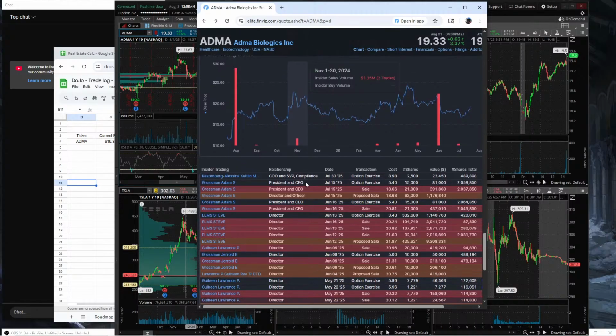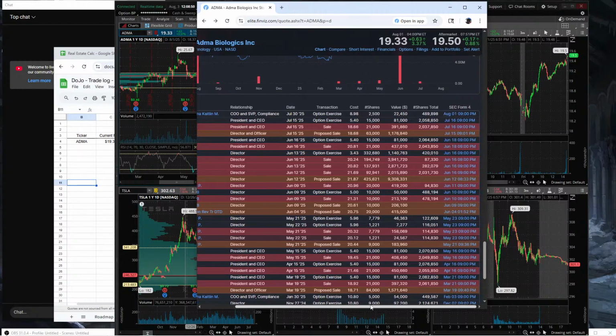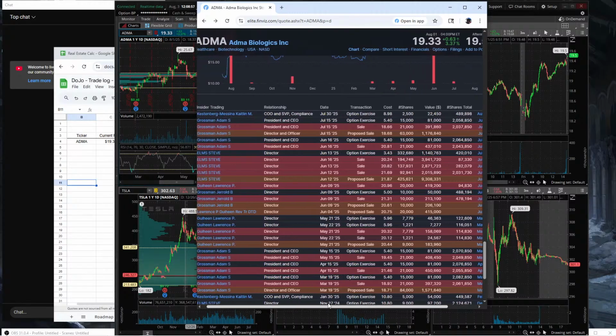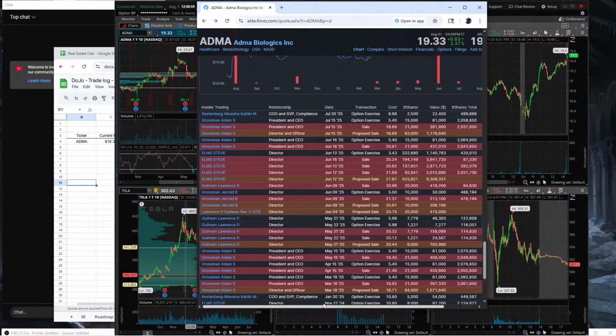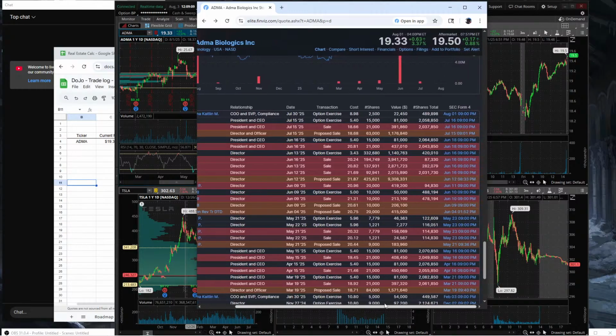Oh, what's the insider trading looking like? Option exercises, some sales, a lot of sales, a lot of dumping. Directors and CEOs. July 30th is the last time. They exercised an option at 898, so they bought up a bunch of shares here and here.